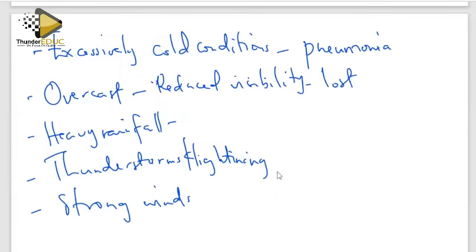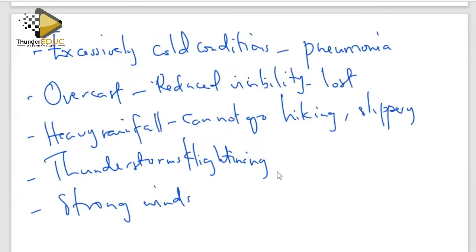Then heavy rainfall. When it's raining heavily, it means the tourists cannot go for activities like hiking. Why can't they go for hiking? The ground will be slippery and there will be dangers of them getting injured if they try to go hiking when it's raining heavily. The ground will be slippery, and that will likely cause injuries to the tourists.